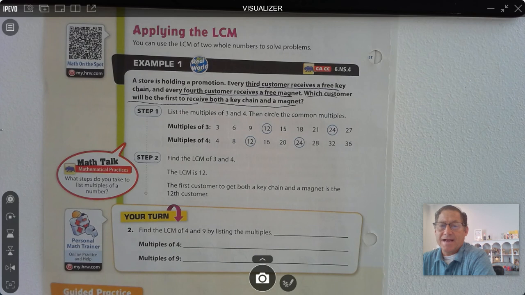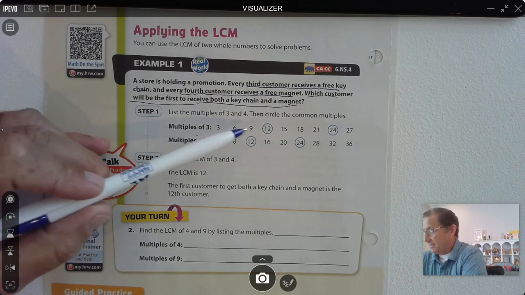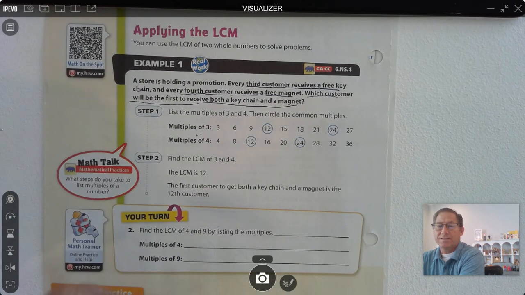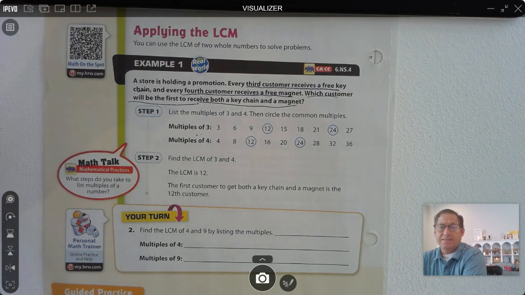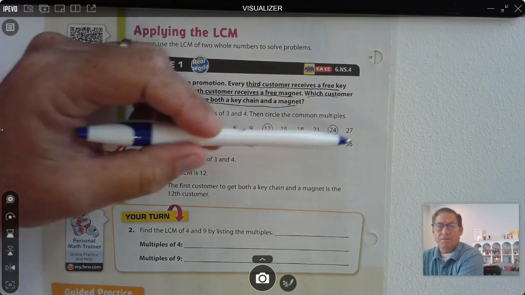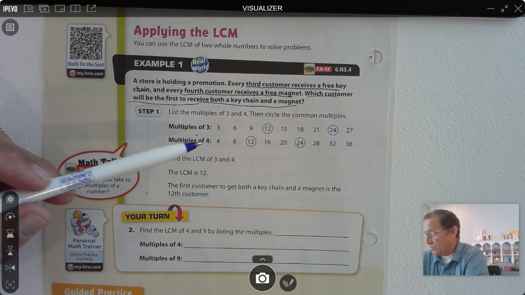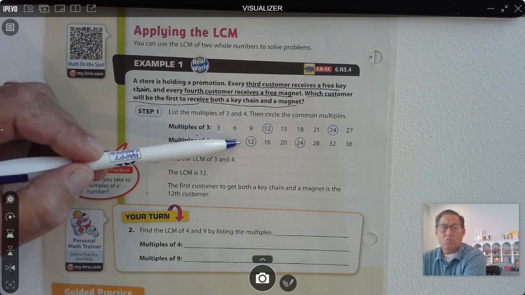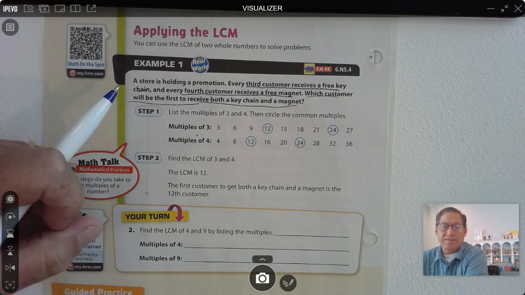So we're being asked to find the least common multiple of 3 and 4. We can do it like this. Multiples of 3: 3, 6, 9, 12, 15, 18, 21, 24, 27, and so on. And multiples of 4: 4, 8, 12, 16, 20, 24, 28, 32, 36. Simple as that. Circle anything in common to both numbers. So the least common multiple of 3 and 4 is 12. So the first customer to get both the keychain and a magnet is the 12th customer.